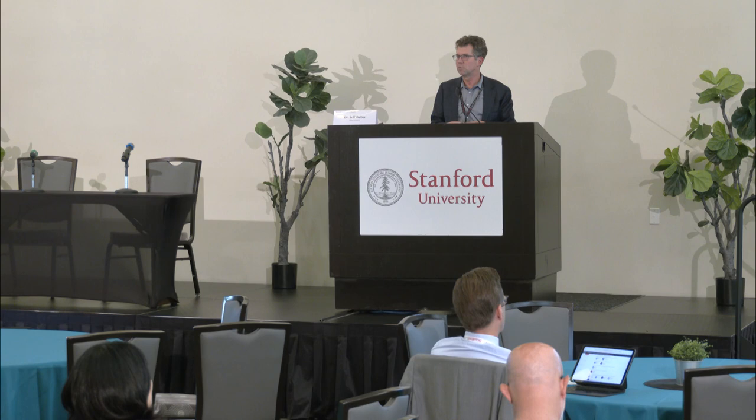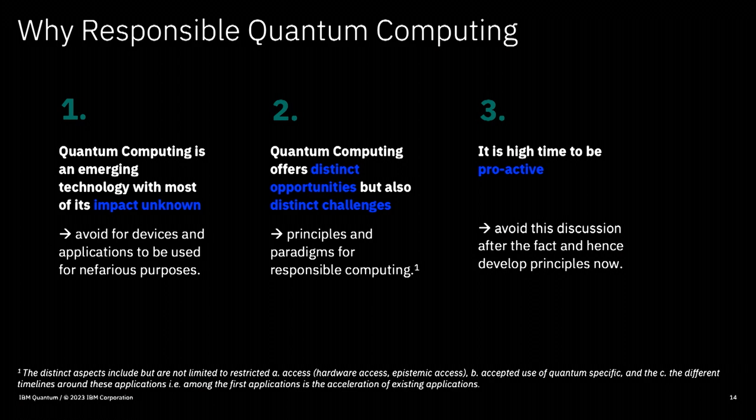Okay, so responsible computing, here are the three things that we think we have to go after and think about. One, the impact is unknown. It's something we have to very much consider as we go forward. There are very interesting opportunities. There are some very difficult challenges. Definitely, timing is right now to be proactive.